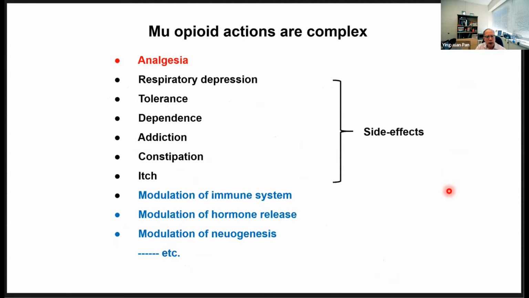Mu opiates are actually complex. Although they are potent in analgesia, they also produce many side effects: respiratory depression, tolerance, dependence, addiction, constipation, and itch.